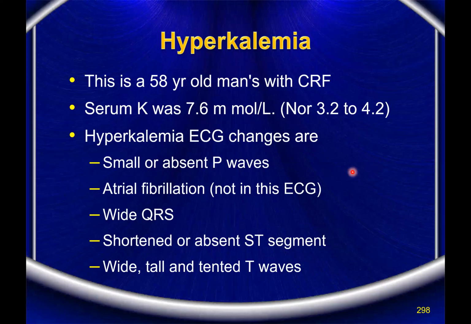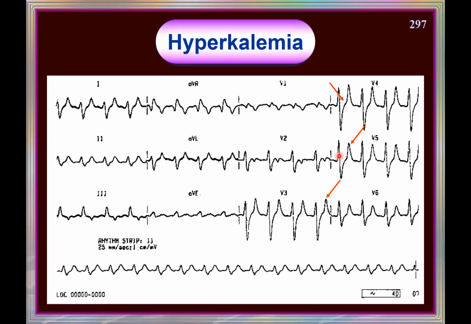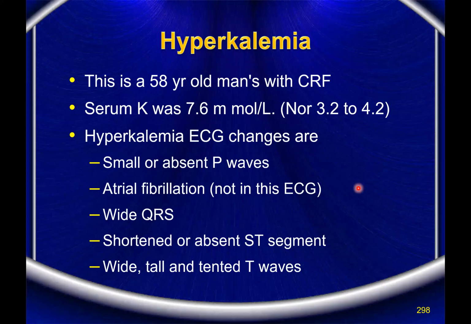Then atrial fibrillation, not in this ECG, but it might have atrial fibrillation. QRS is usually wide, which we can appreciate here. QRS is wide, and then there is a shortened or absent ST segment, and wide, tall, tented T waves. The ST segment is almost absent or shortened; it is pulled into the T. So the T wave is the 10th house of potassium.